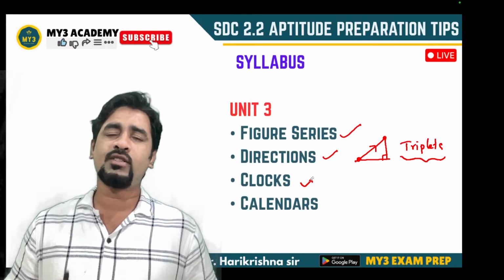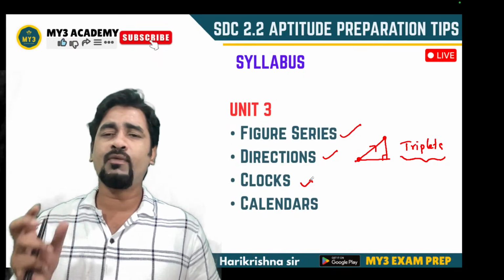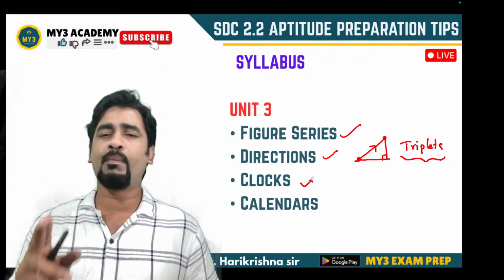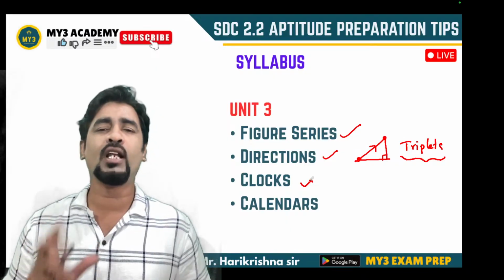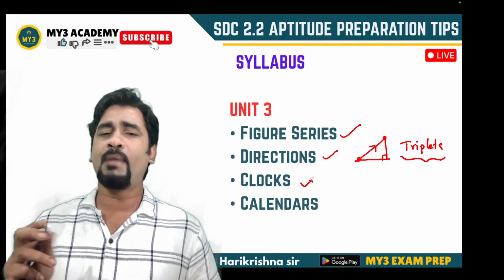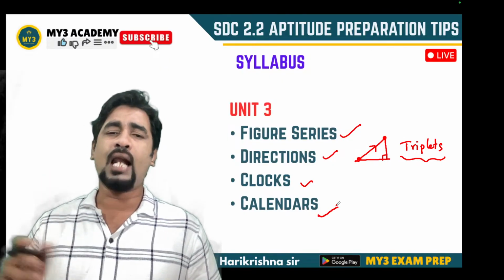And the next model is questions related to time. At what time between 3 o'clock and 4 o'clock will the minute and hour hands coincide, or be perpendicular, or be opposite? This model is going to be given. So these 3 models you can cover, and parallelly you can look at loss and gain questions. Then coming to the calendars topic.